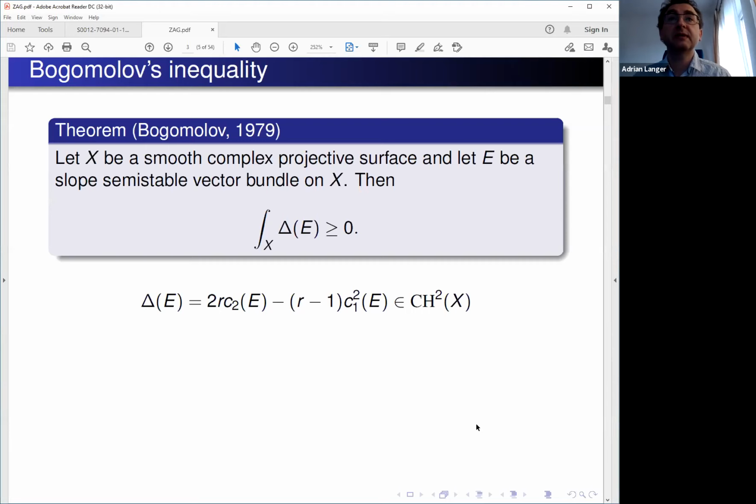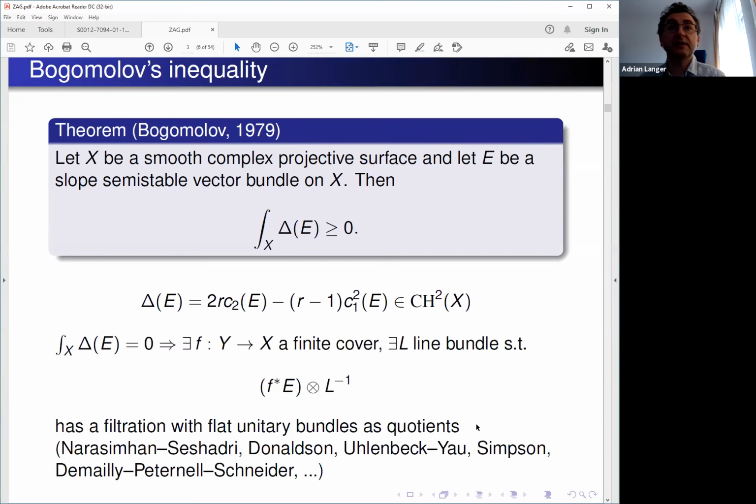So the discriminant is just 2 times the rank, where r stands for the rank of E, times the second Chern class minus r minus 1 times the first Chern class squared. And I always think about this as a class in the Chow group of codimension 2 cycles on this variety, and then this integral is simply the degree of this. Well, here it is the degree of the zero cycle. So it really makes sense.